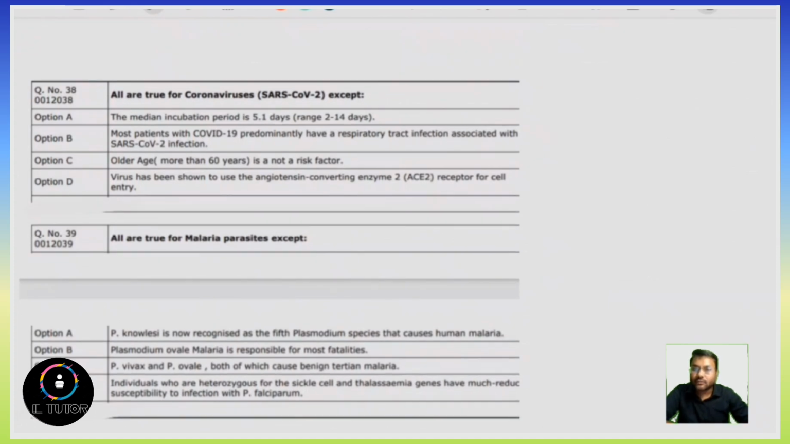All are true about SARS-CoV-2 except. The median incubation period is 5.1 days, ranging from 2 to 14 days. This is true. Most patients with COVID-19 predominantly have a respiratory tract infection associated with SARS-CoV-2. This is also true. Older age is not a risk factor. This is not true. Older age is mainly a risk factor for COVID-19 infection. The virus has been shown to use the ACE2 receptor for cell entry. This is true. So among the given options, option C is incorrect. The answer will be option C.